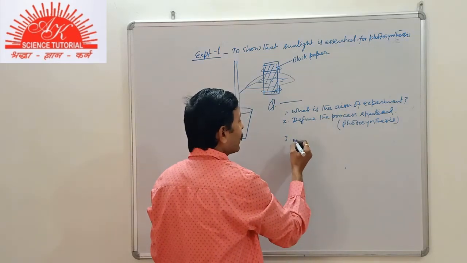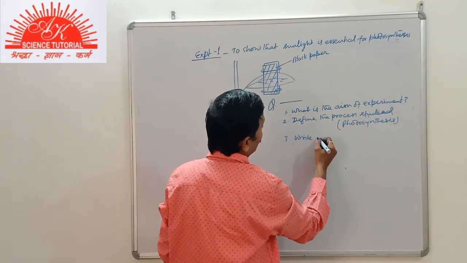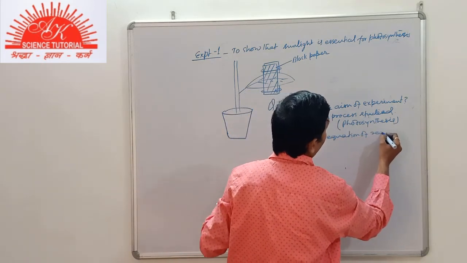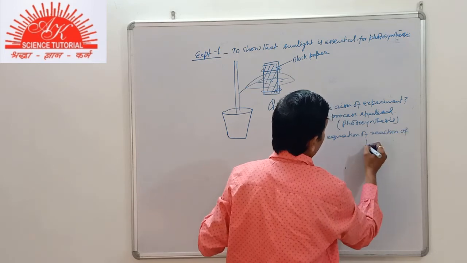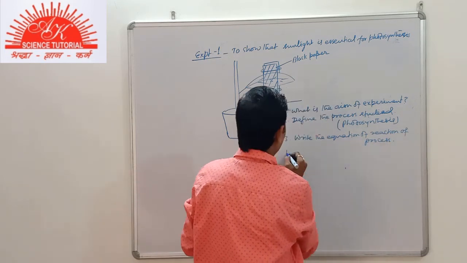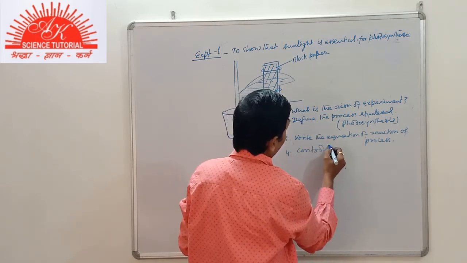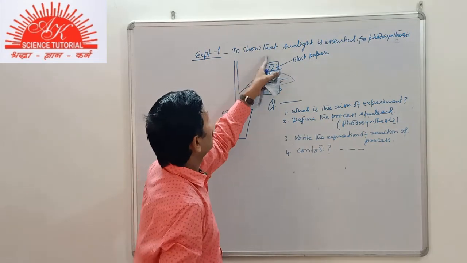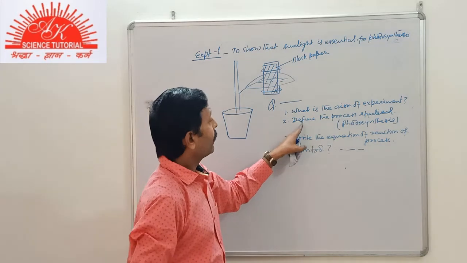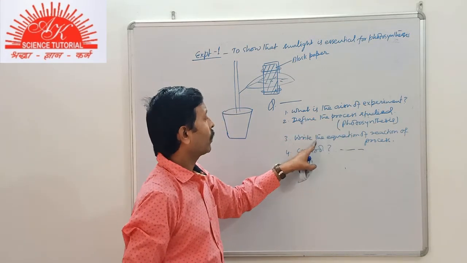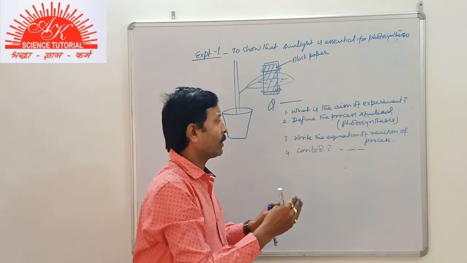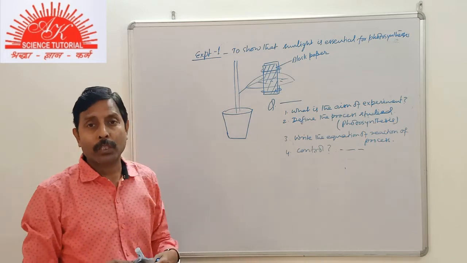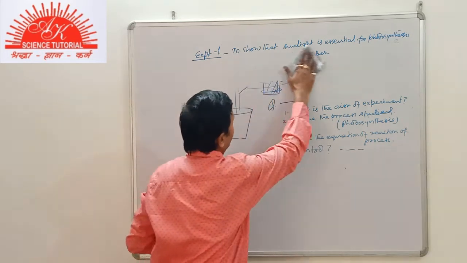Next, it may be asked that write the equation of reaction of the process. Control, and so on. So the question is asked in this part. So what is the aim of the experiment? This is the aim of the experiment. Define the process, that is photosynthesis. Equation, you have to write the equation of photosynthesis, and then the control. So in this sequence, the diagram-based question, experiment-based question is asked.